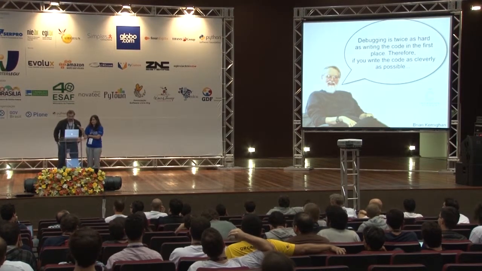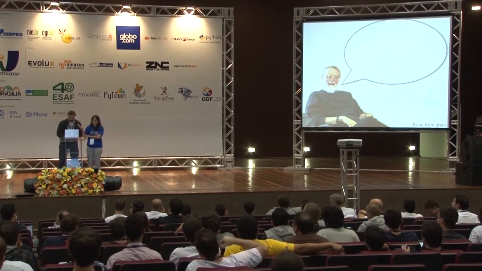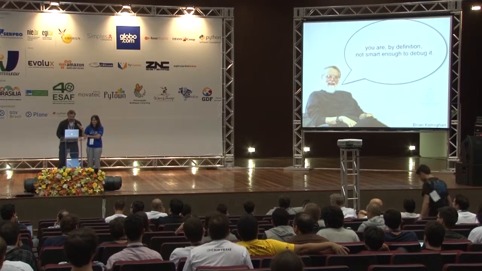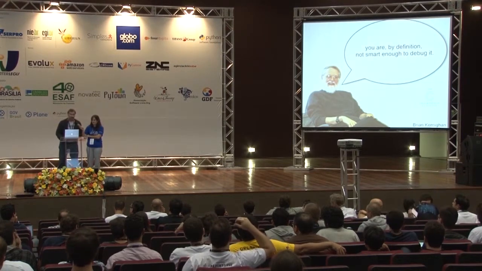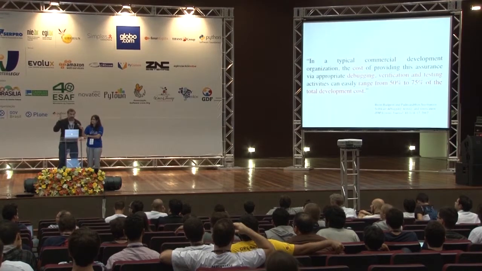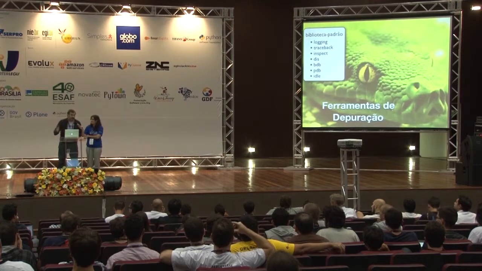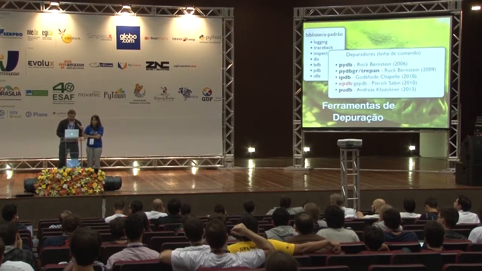Then this guy said that debugging is twice as hard as writing the code in the first place. Therefore, if you write the code as cleverly as possible, by definition, you're not smart enough to debug it. Write dumb code, people. And debugging is expensive. So we need tools to debug. Fortunately, in Python, there's a lot of tools to do debugging.